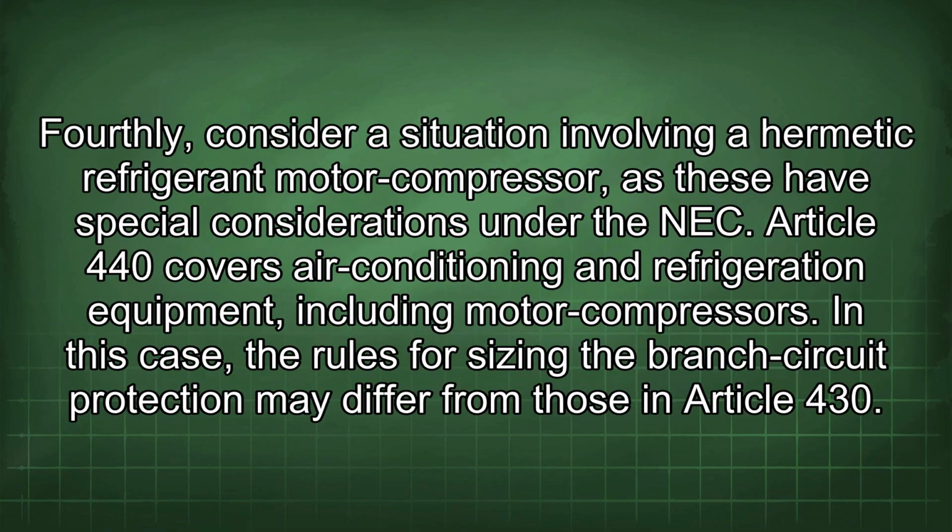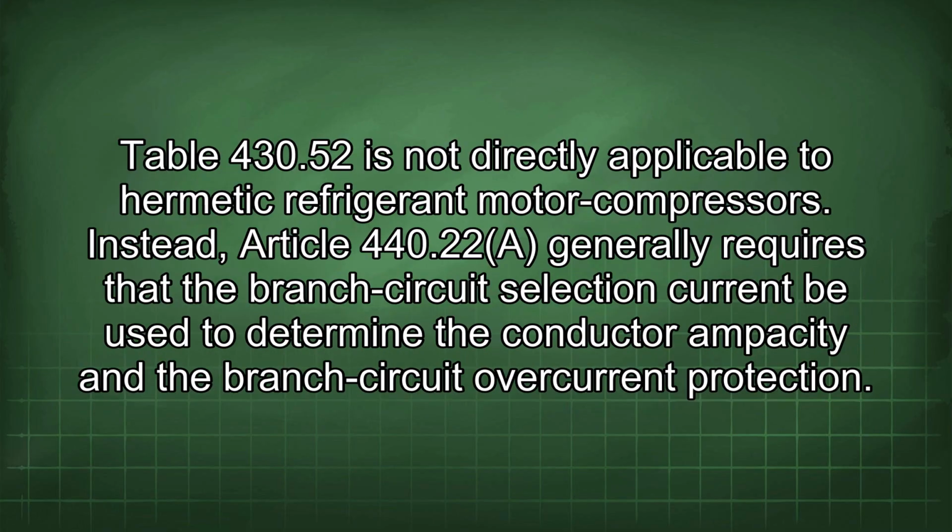Fourthly, consider a situation involving a hermetic refrigerant motor compressor, as these have special considerations under the NEC. Article 440 covers air conditioning and refrigeration equipment, including motor compressors. In this case, the rules for sizing the branch circuit protection may differ from those in Article 430. Table 430.52 is not directly applicable to hermetic refrigerant motor compressors.